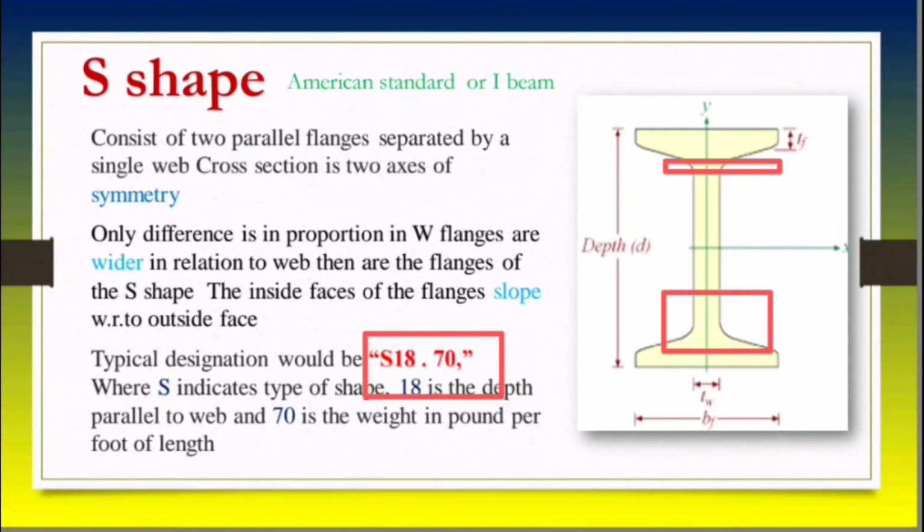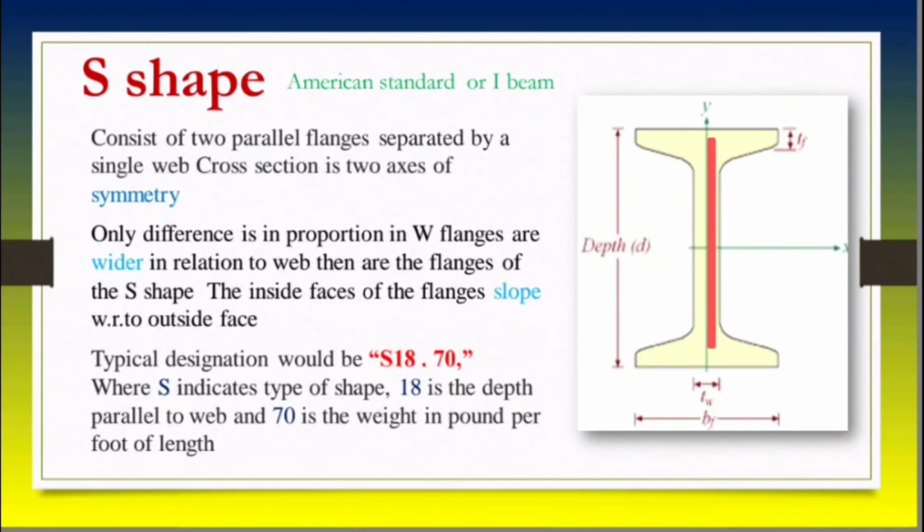The typical designation is represented by S18x70. S represents the type of structural steel, meaning the S shape steel. 18 represents the nominal depth of the web, or the nominal depth. 70 represents the weight in pounds per foot of length. Remember, this is the designation of the S shape.